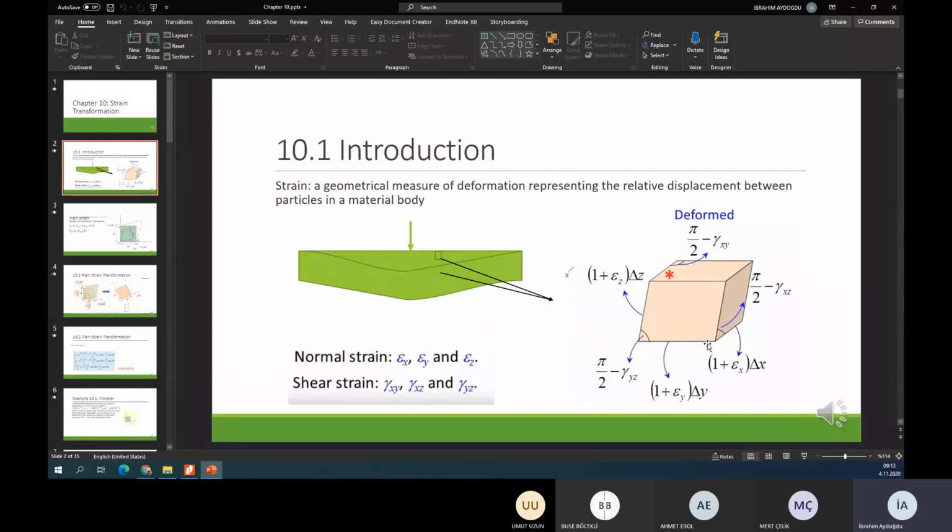Epsilon is the longitudinal elongation or longitudinal length change. Maybe elongation or shortening, it doesn't matter. So z means the z direction, x means the x direction, y means the y direction. So this cube can elongate or shorten, can change its length in each direction, and the unit length change we define as epsilon. Maybe you remember the formulation.